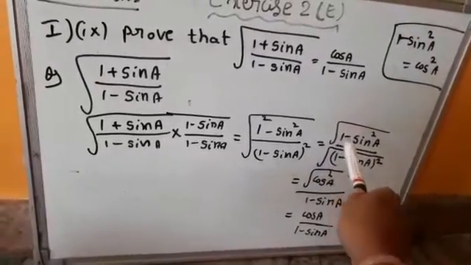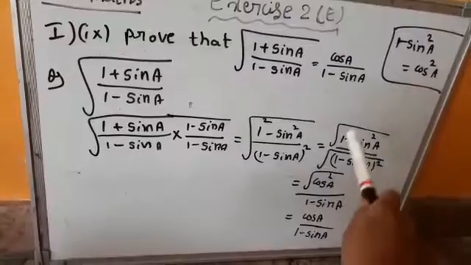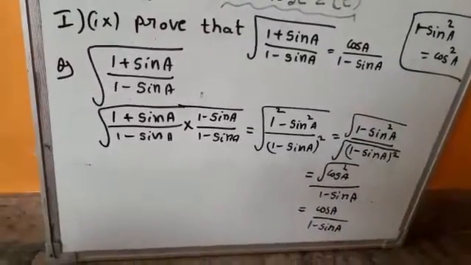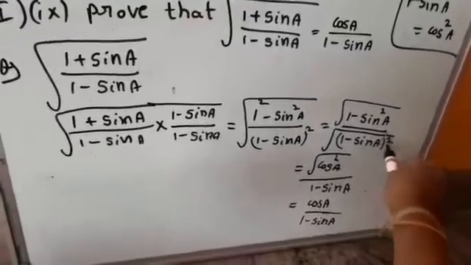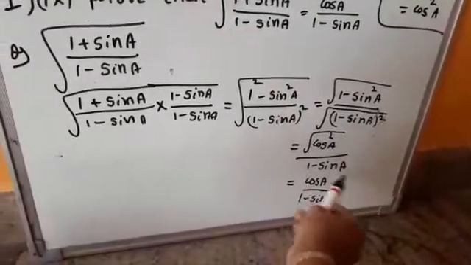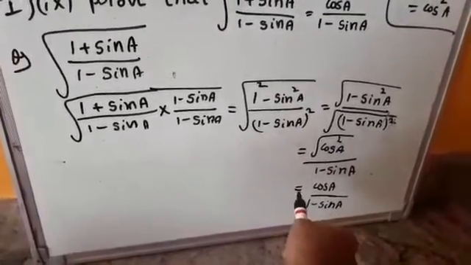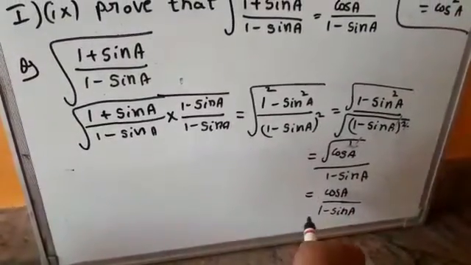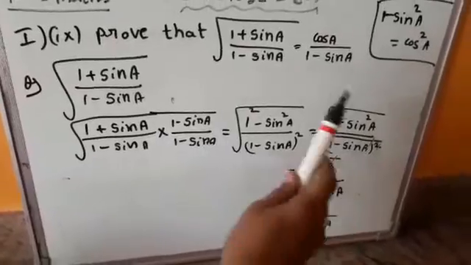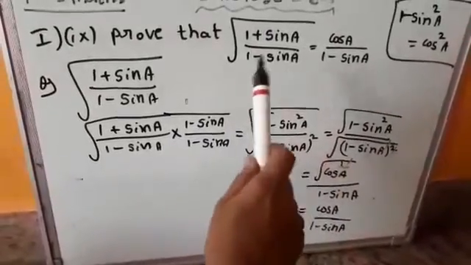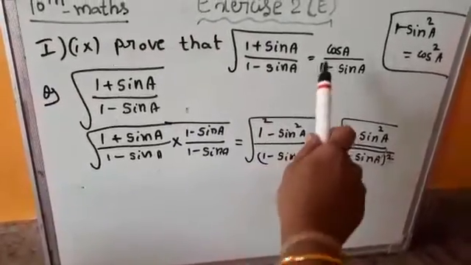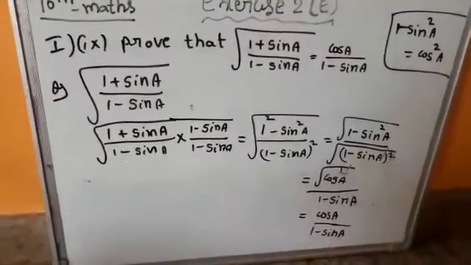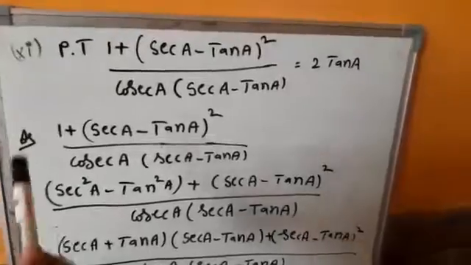1 minus sin square a is cos square a. So, in the place of 1 minus sin square a we should apply cos square a, divided by, see here, (1 minus sin a) whole square, which means the square root cancels. So, what is remaining? 1 minus sin a. See again, the square root cancels. Next, cos a divided by 1 minus sin a. We proved the RHS. Square root of (1 plus sin a) divided by (1 minus sin a) equals cos a divided by (1 minus sin a). Understood, students?